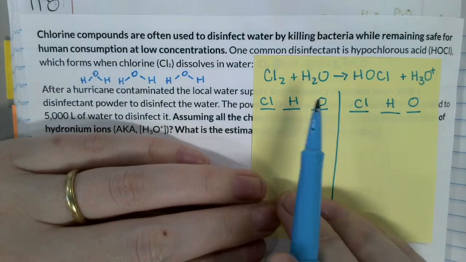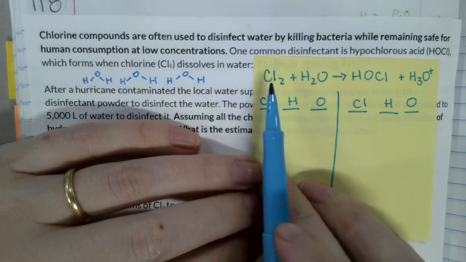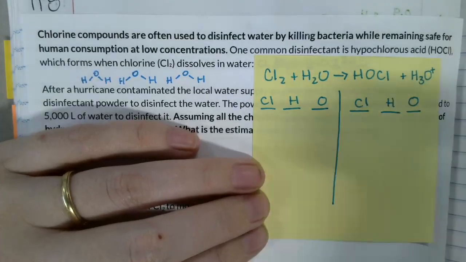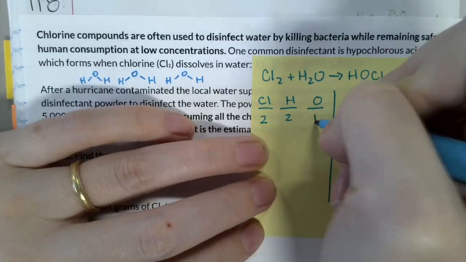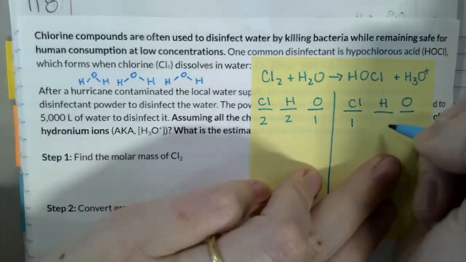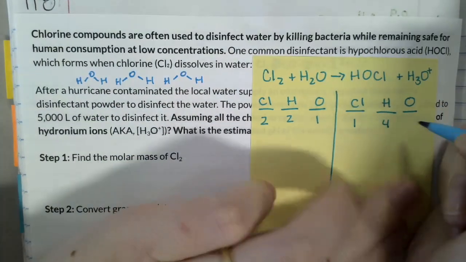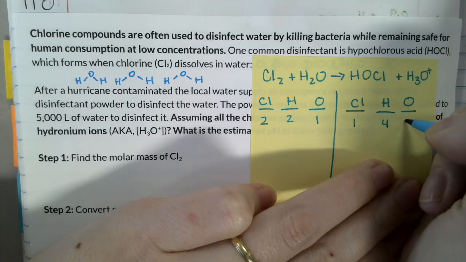Okay. Let's see, we've got these chlorines. There's 2 over here, so we're definitely going to need 2 of this. But let's count them up first. We've got 2 chlorine, 2 hydrogen, 1 oxygen, and on this side, 1 chlorine, 4 hydrogen, 2 oxygen.